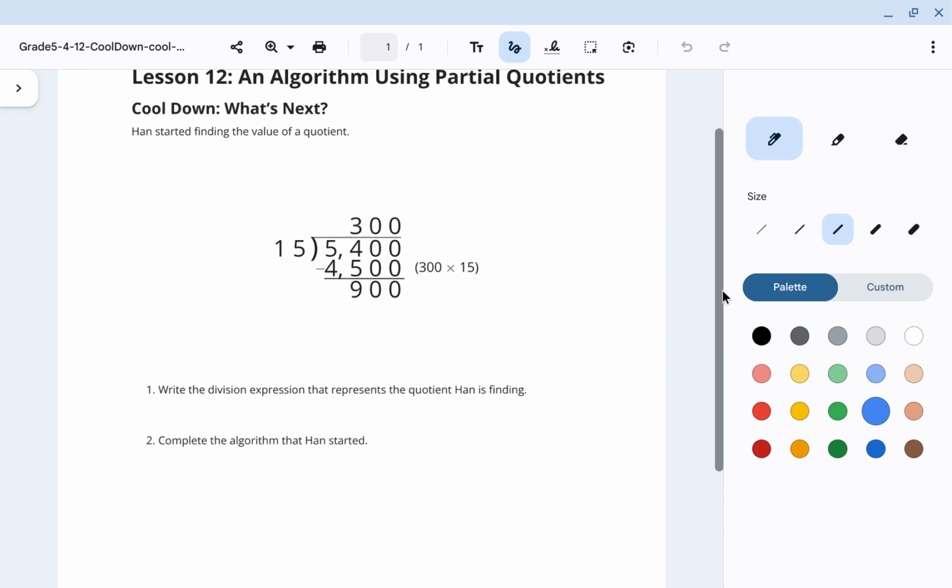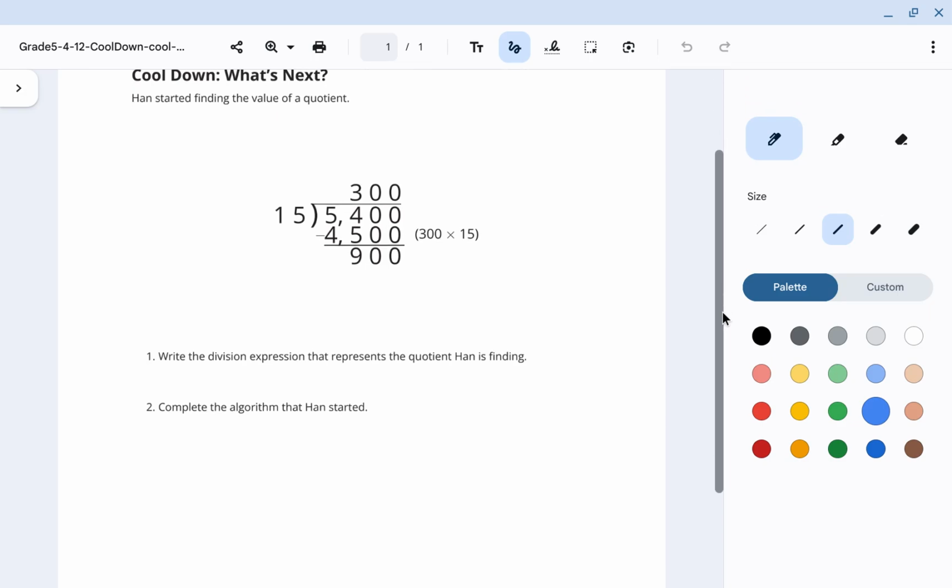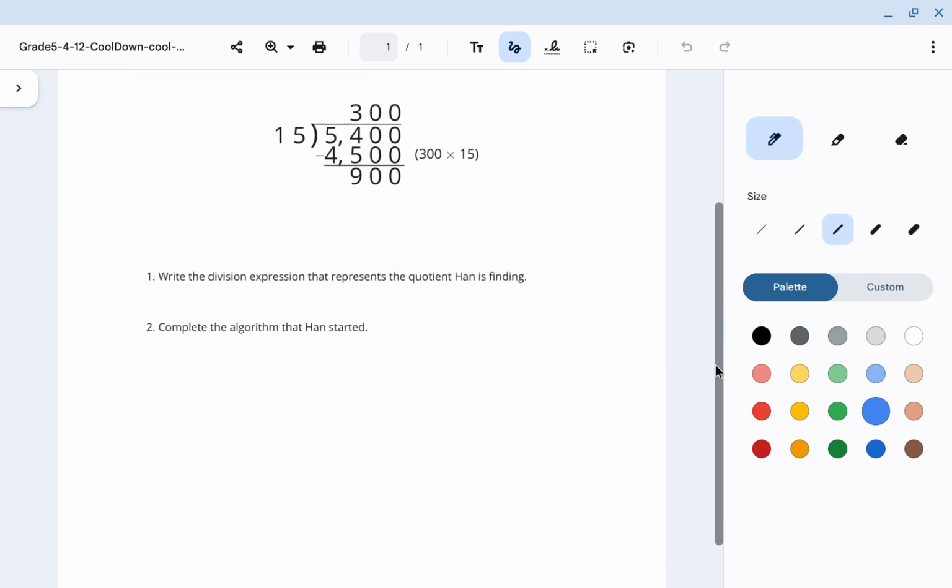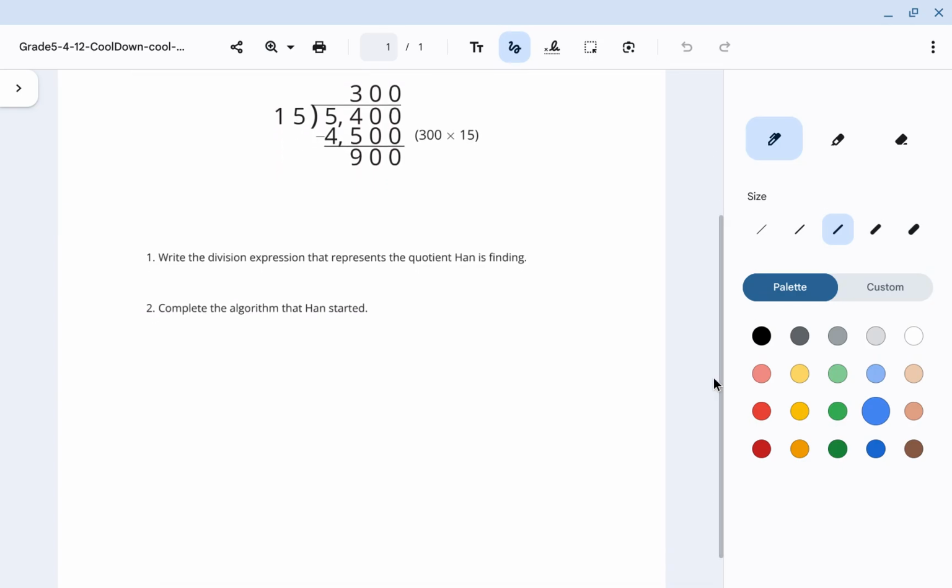So notice we start off with this prompt that Hans started finding the value of a quotient, and we can see Hans' work here. So the very first thing that we're tasked to do is to write the division expression that is represented in the quotient that Hans is finding. Well, where are we seeing the dividend? The dividend is the number that is inside the division box. So we are looking at 5,400 being divided by the number outside the division box, which is the divisor. That is 15. That is the division expression that we are finding.